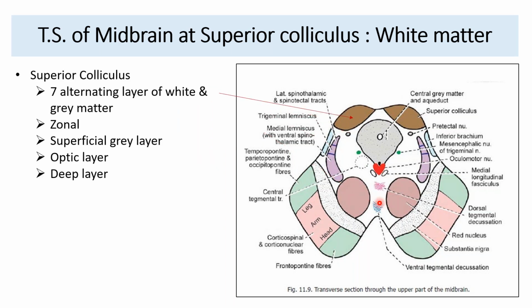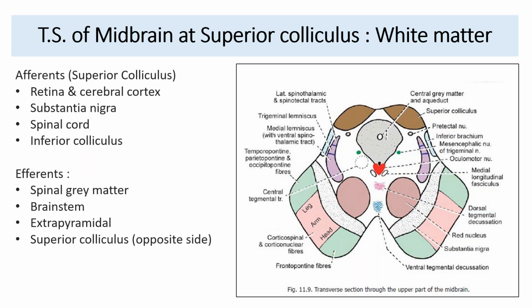Superior colliculus. Superior colliculus is the gray matter nuclei with 7 alternating layers of white and gray matter. These are the names of the layers that it has, the superior colliculus. The important afferents for the superior colliculus, because it's in response to the visual pathway, will come from the retina, cerebral cortex, substantia nigra, spinal cord, inferior colliculus also, and the efferents will go into the spinal gray matter, brainstem, extrapyramidal, and opposite side of the superior colliculus as well.